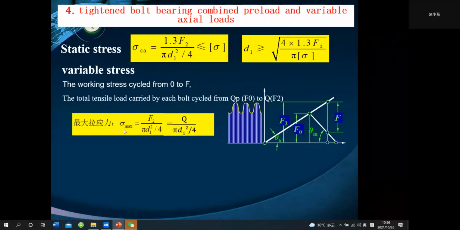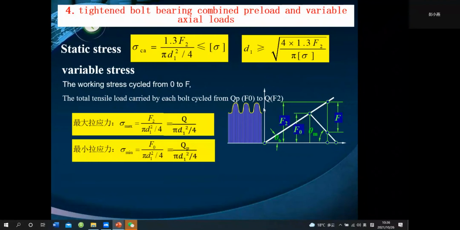Okay, and then we have the maximum stress. The maximum stress acting on the bolt is F2 divided by the area. And the minimum stress is F0 divided by the area. Okay?